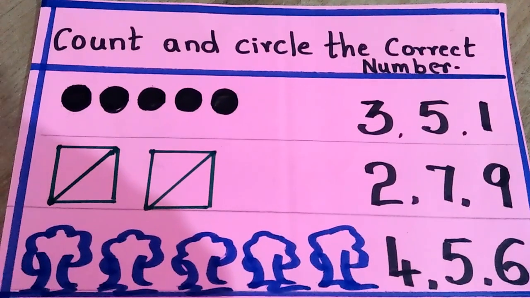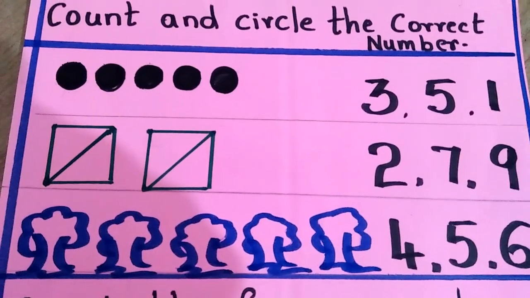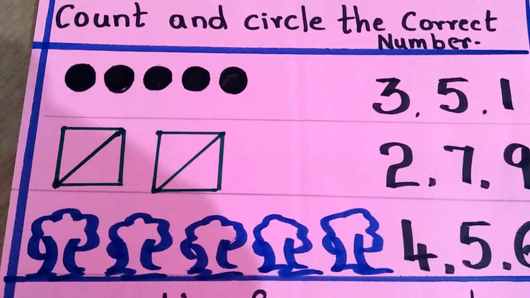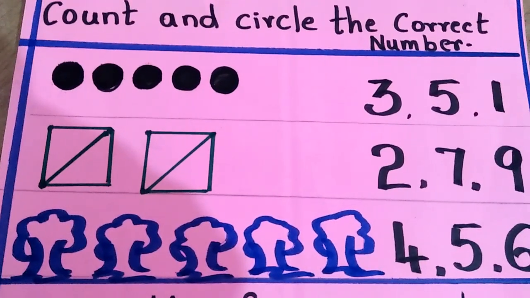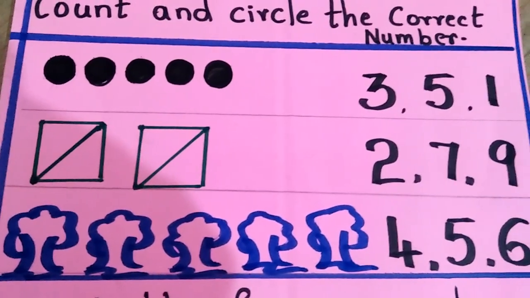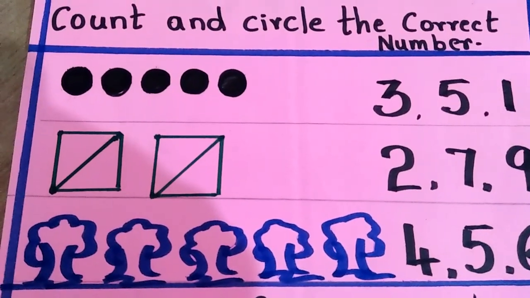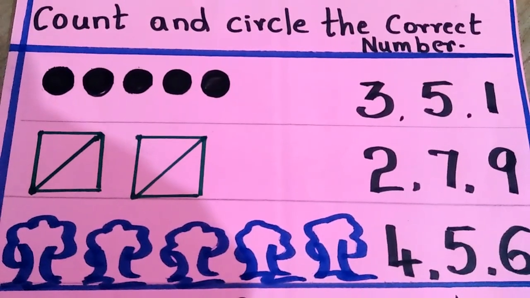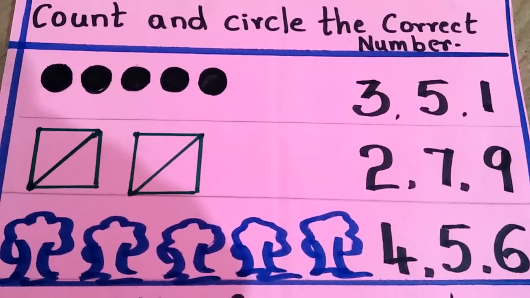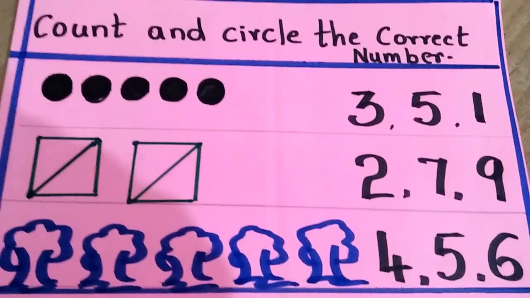Next activity, count and circle the correct numbers. Here the children have to identify the figures, count them and circle the correct number given in the options. For example, you have 5 dots here and numbers given 3, 5 and 1. The children have to identify which is the correct number that has to be circled.